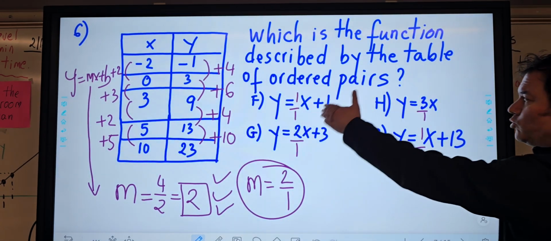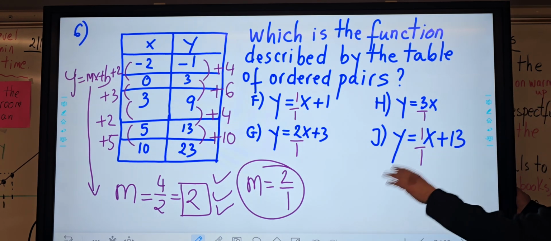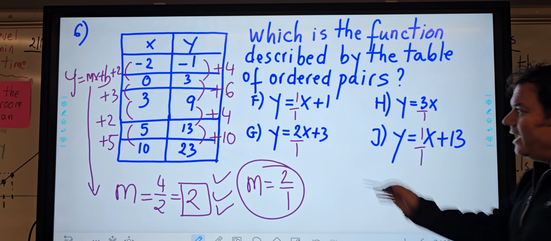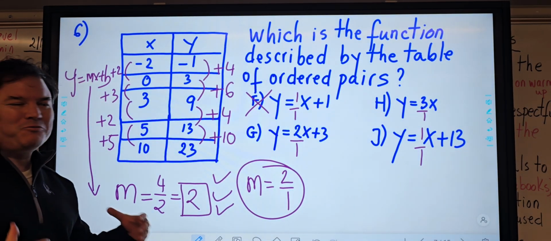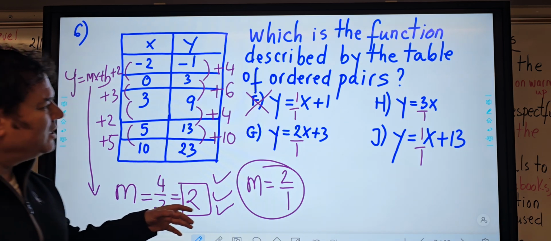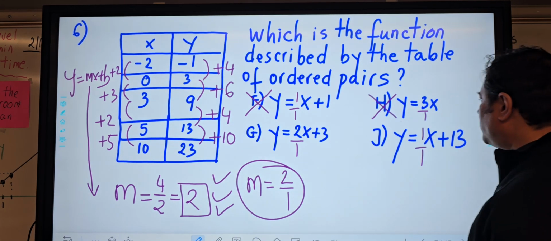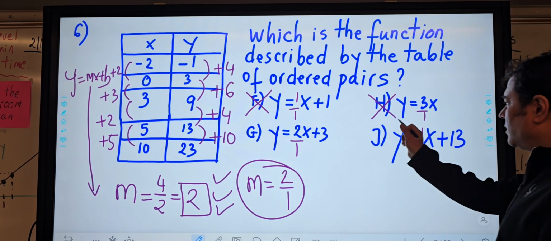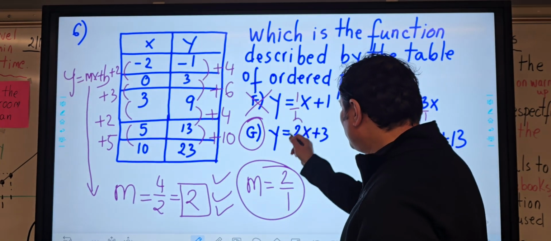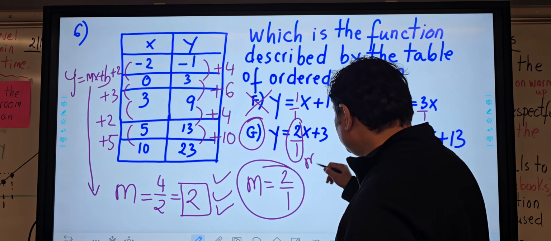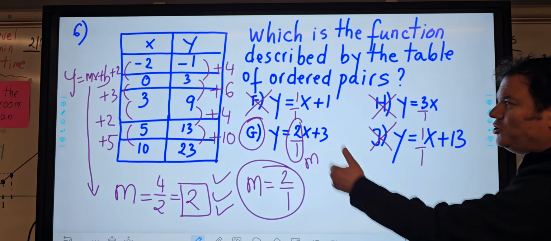So now let's take a look at which one of these answers, multiple choice answers, has 2 over 1 as the slope. F has 1 over 1, so F does not work. That's the easiest way for me to solve that, and probably for many of you. Let's look at H. H has 3 over 1 as the slope, so H also doesn't work. J also has 1 over 1, doesn't work. The only one that works is G, because G has 2 over 1 as the m, right? So 2 over 1 matches our rate, our slope. So the final answer is G, okay?